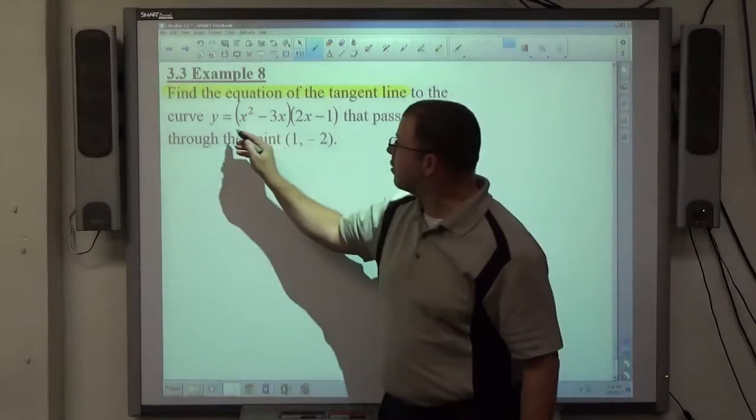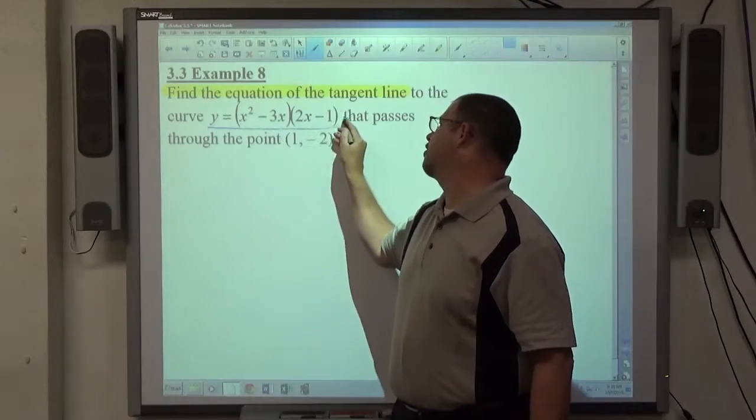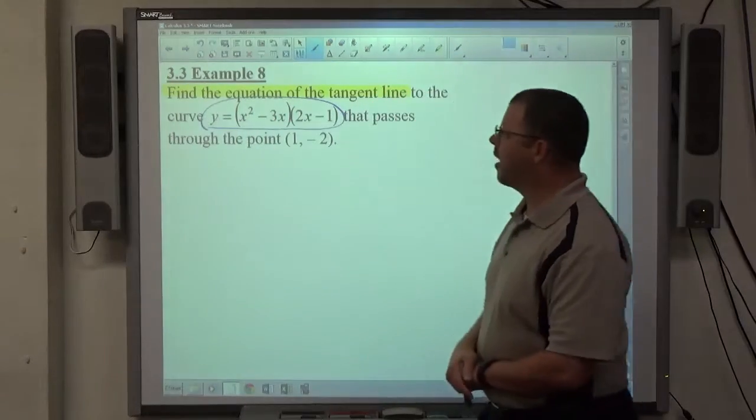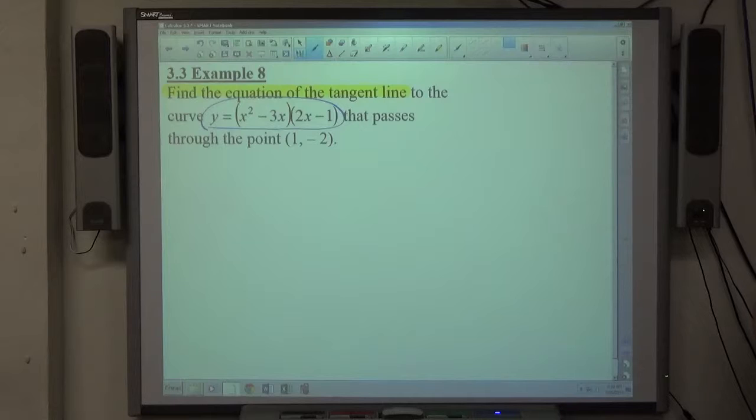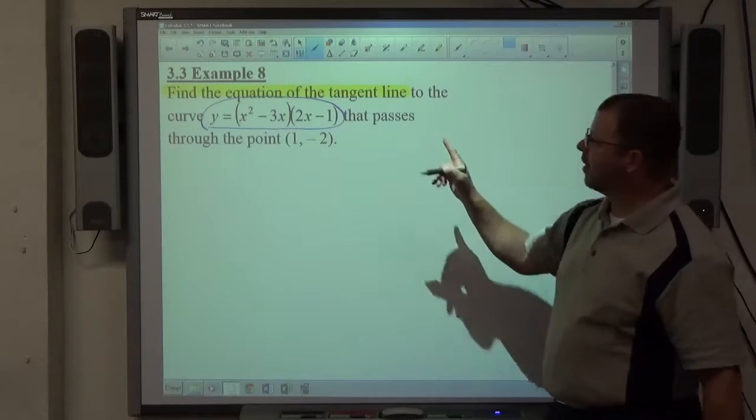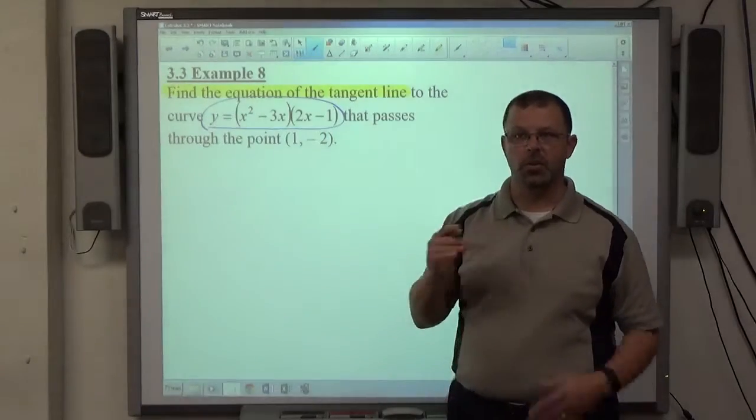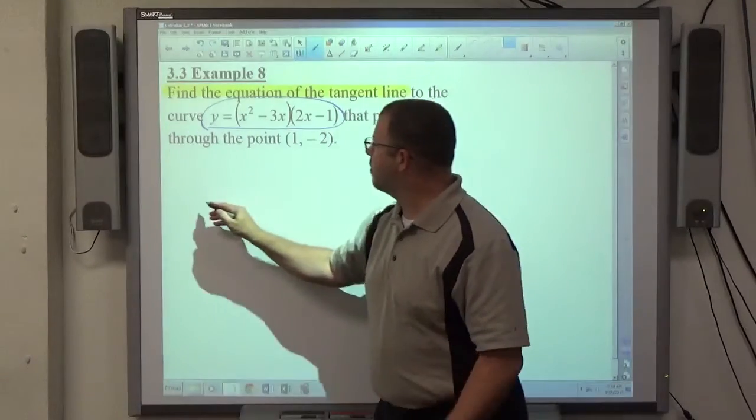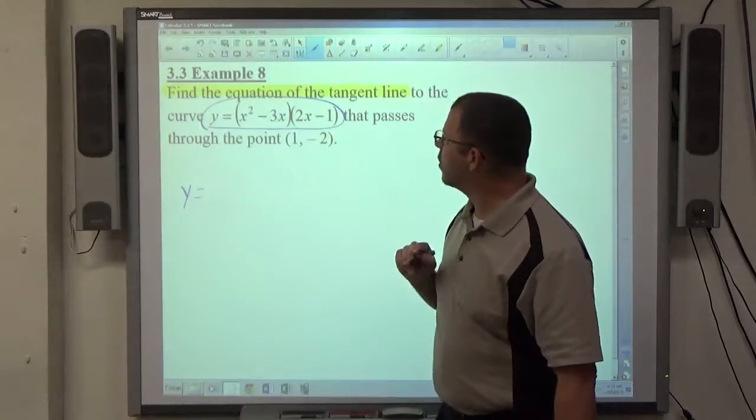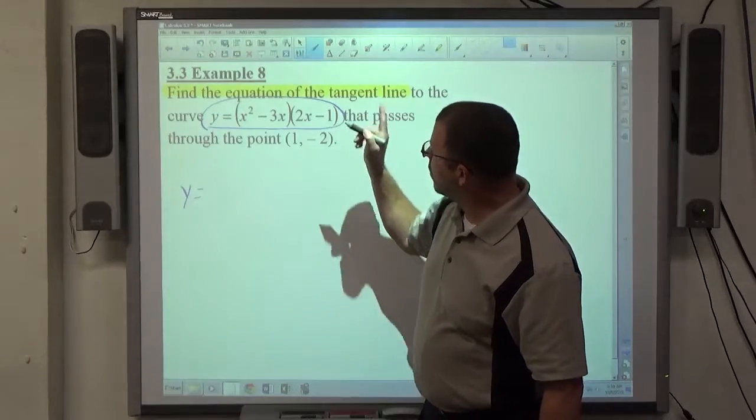Now, if we take a look at the structure of the equation y equals (x squared minus 3x) times (2x minus 1), that is a product of two functions. So I could, in its current form, apply the product rule to find its derivative. I also notice, though, that it's just a binomial times a binomial. FOIL is very easy to do. Do a little bit of algebra. Creates a better structure that creates a power rule instead of a product rule.